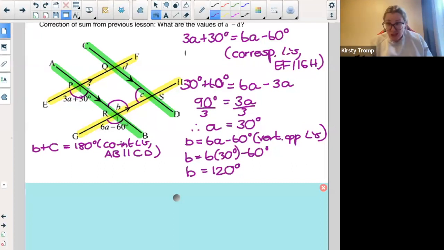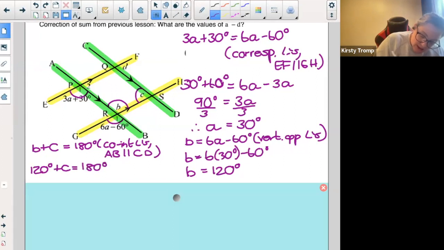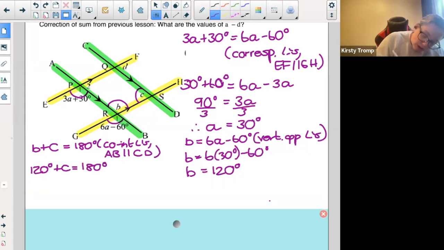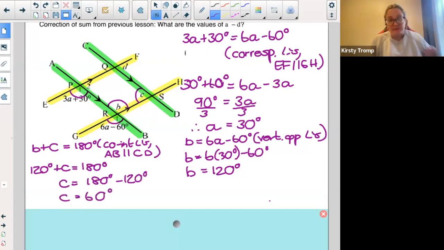Some teachers will say to you, you have to say co-interior angles supplementary. That's perfect. If your teachers have said that to you, put that in: co-interior angles supplementary, comma, AB parallel to CD. We already know what angle B is. Angle B was 120 degrees plus C equals 180 degrees. I take 120 to the other side and I get 180 degrees minus 120 degrees, which means C must be equal to 60 degrees.